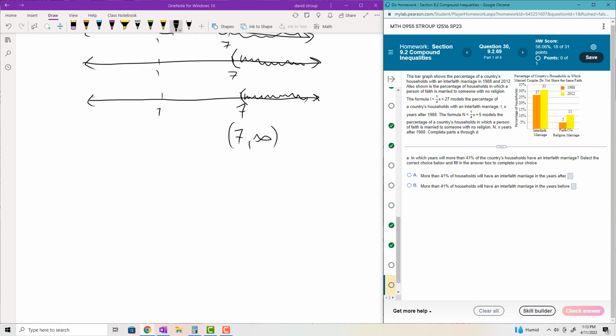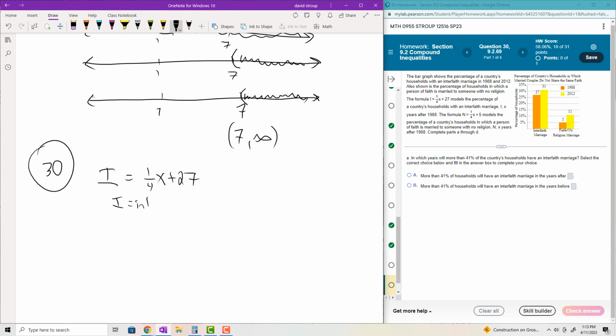So problem 30, the bar graph shows percentage of countries, households with interfaith marriages in 1988 and 2012. Also shows percentage of households in which one person of faith is married to somebody of no religion. We have a formula here for the interfaith marriages, 1/4 x plus 27. I for interfaith marriage. And then x for the number of years after 1988.